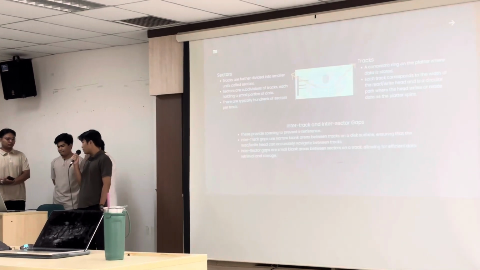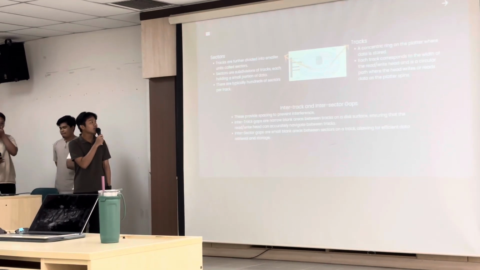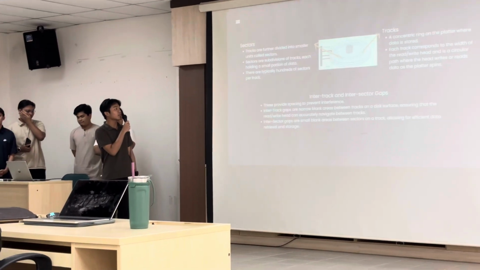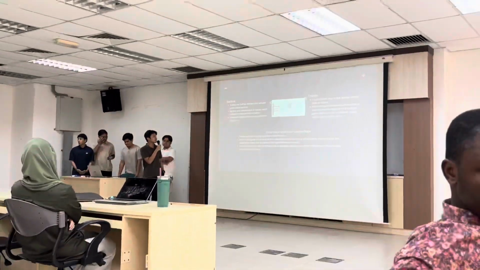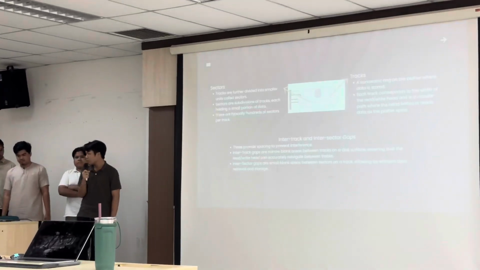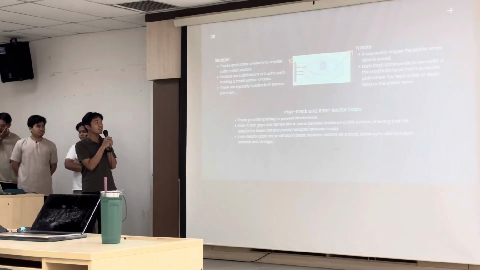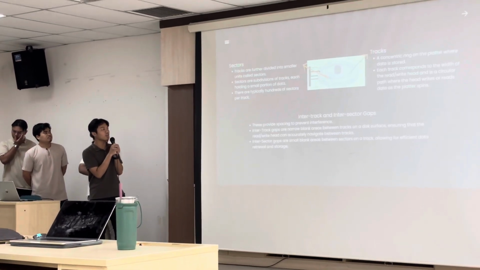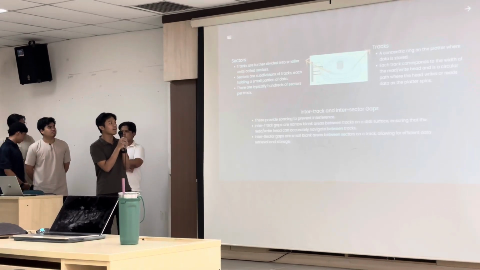So next, I'm going to cover the components of the platter itself. The platter is where the data is mainly stored, and the platter consists of three main parts, which are the tracks, sectors, and the gaps. The tracks are the circular rings on the platter where data is stored, and each track corresponds to the width of the read and write head.